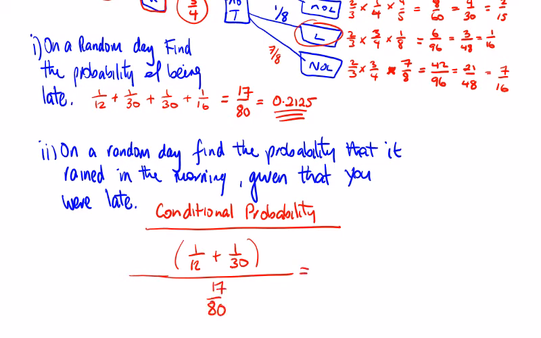And if you type that into your calculator, it's giving me 28 over 51, which is 0.549. So a kind of awkward question, the amount of words in it, the amount of fractions to multiply, but take your time. Any of these questions, take your time, double check all your calculations, and you should be fine.